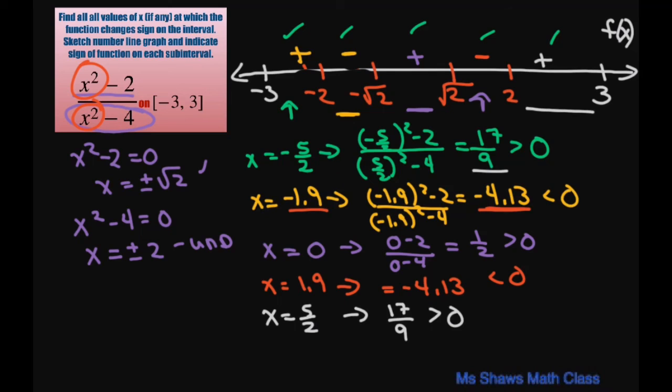So lots of sign changes occur. This function changes signs at -2, negative square root of 2, square root of 2, and 2.